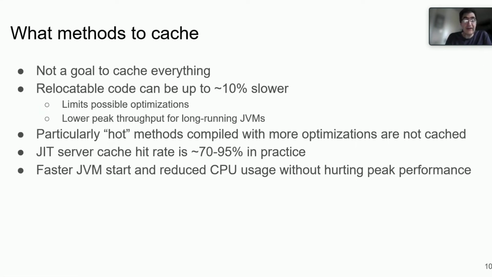I should mention here that not all compilations are subject to caching, for a few reasons. The relocatable code is typically 10% slower than code which is tailor-fit for a particular JVM. Therefore, we use it to accelerate the ramp-up of applications, but then a relatively small set of methods that are hotter than the rest are recompiled at higher optimization levels. From our experience, caching compilations at higher optimization levels increases the likelihood of failing validation records and therefore is not worth it. In practice, we observe a cache hit rate of about 70 to 95%, depending on the application.